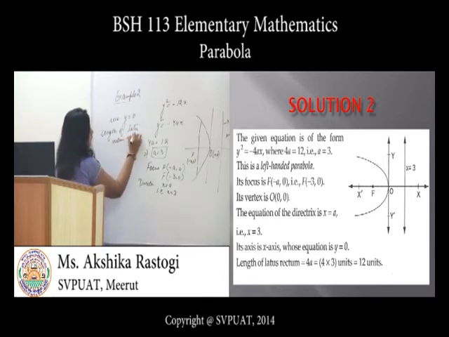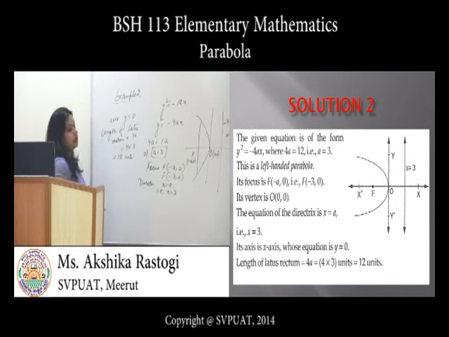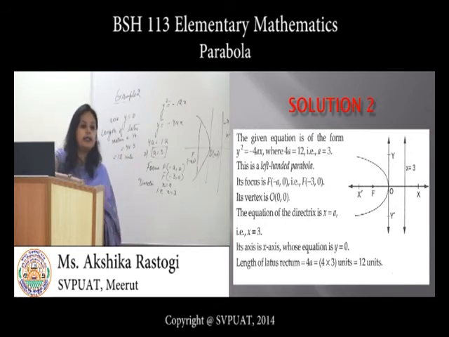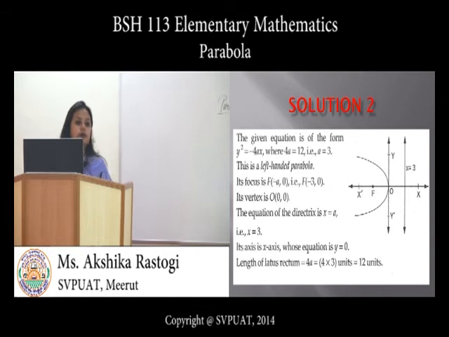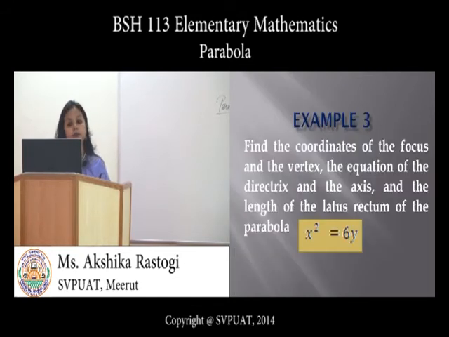Length of latus rectum will be 4a, that means 4 into a. We have just calculated a as 3, that means 12 units. So this is the latus rectum for this parabola. In this way we find out the certain things. Now moving toward the third example.